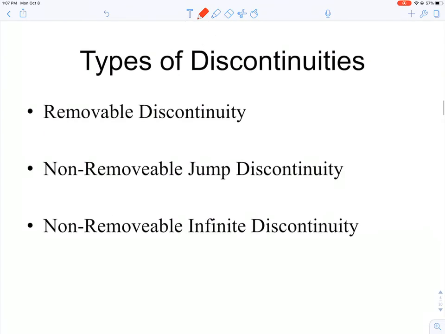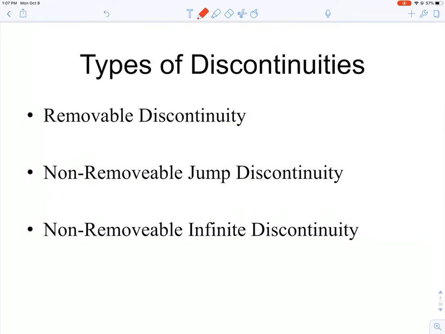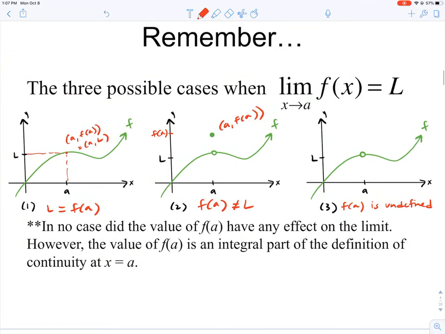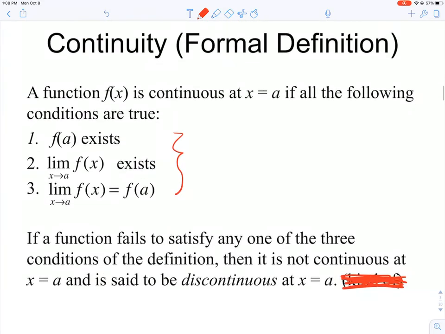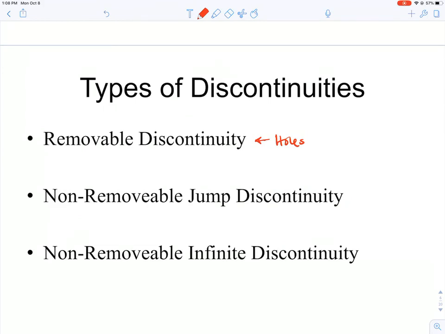Okay, so there are three different types of discontinuities that we talk about. The first one is removable discontinuity. This is whenever you have a hole in the graph. Basically, if we go back to our three cases of where the limit exists, cases 2 and 3, where the limit existed but didn't match the function evaluated at a, or the function evaluated at a was undefined, giving us a hole. That's when we end up with a removable discontinuity.